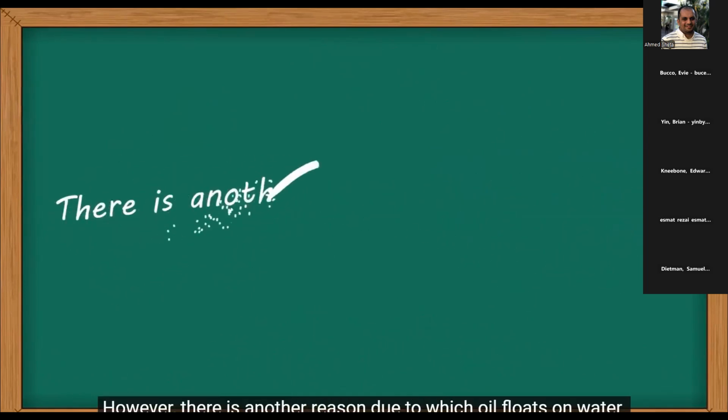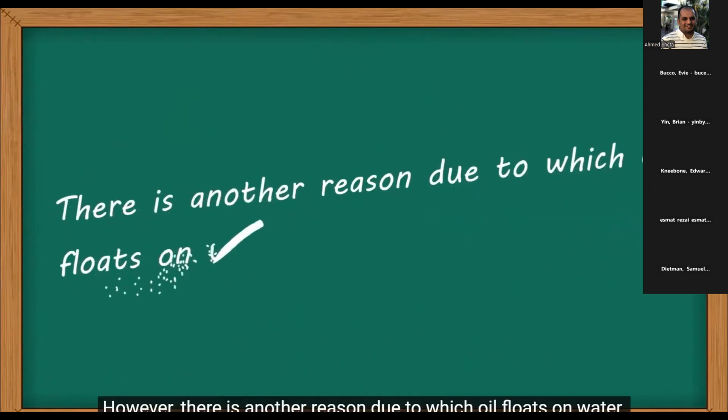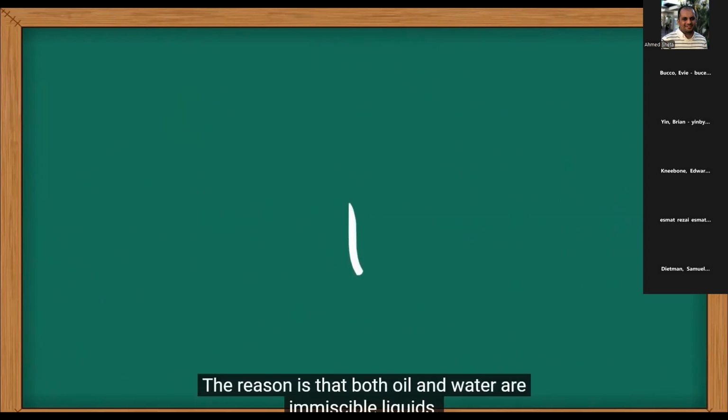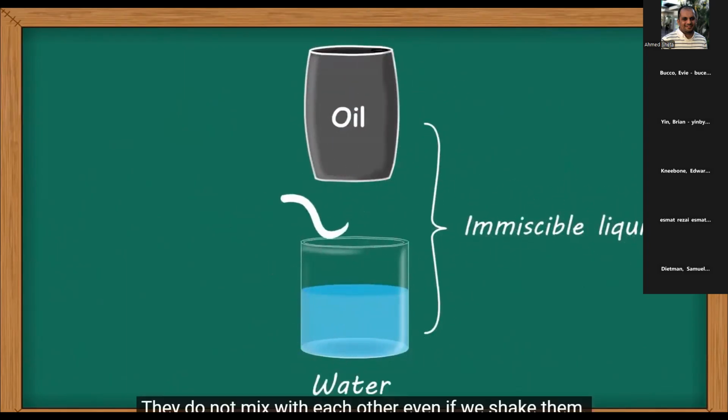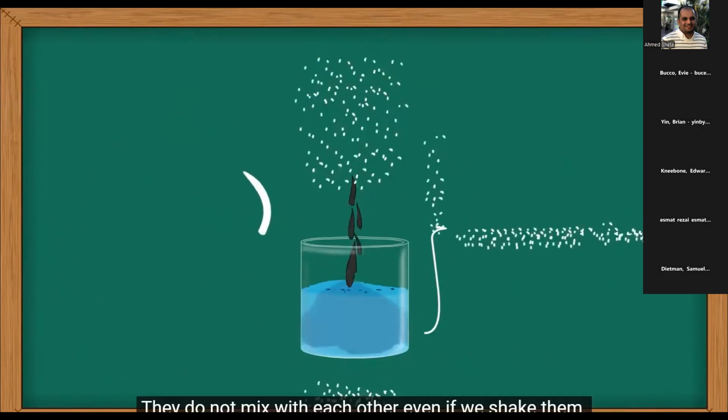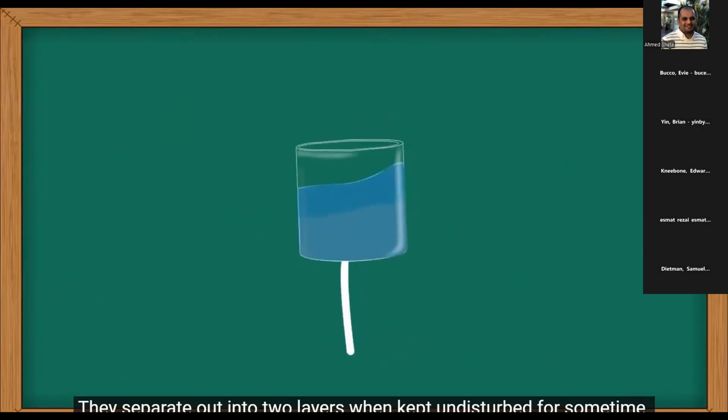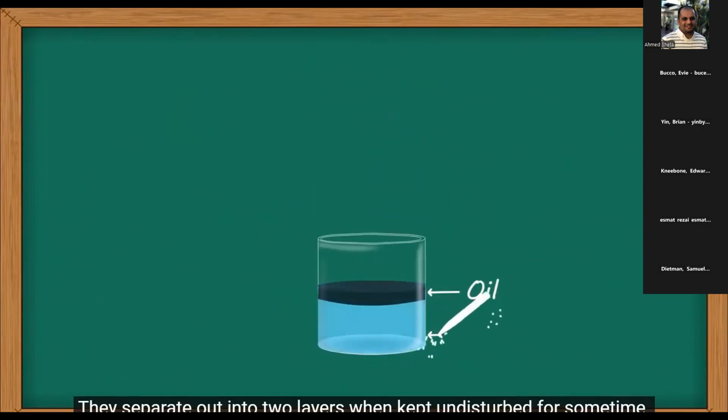However, there is another reason due to which oil floats on water. The reason is that both oil and water are immiscible liquids. That is, they do not mix with each other, even if we shake them. They separate out into two layers when kept undisturbed for some time.